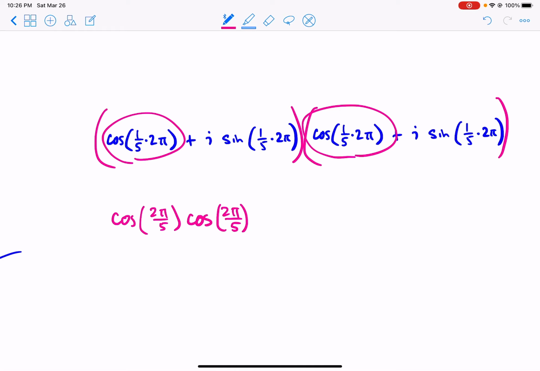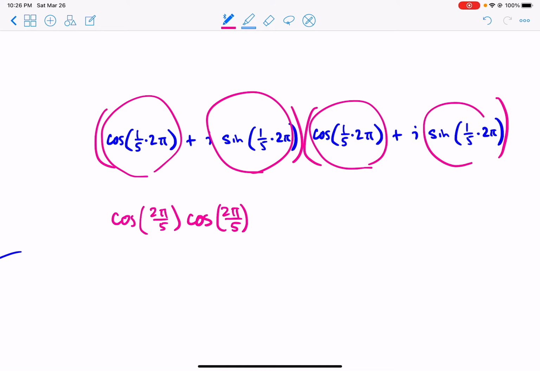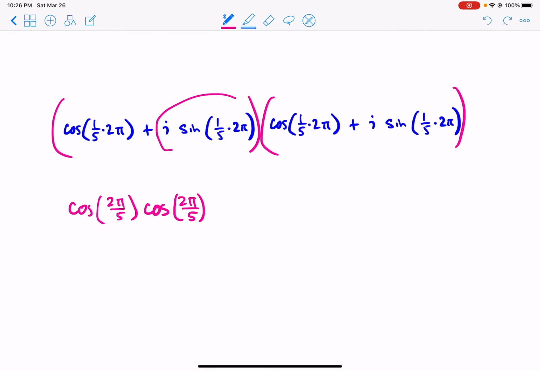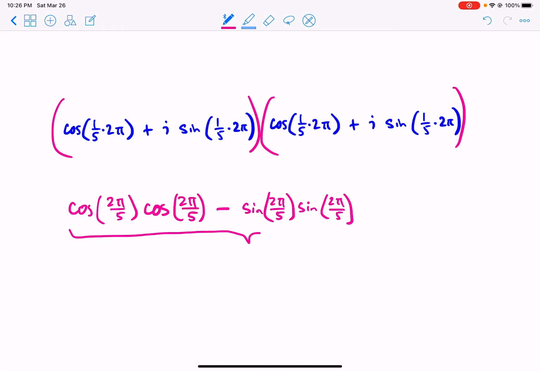Okay, there's 3 other terms. We get 4 terms because I have 2 terms here times 2 terms here. So I'll get 2 times 2 is 4 terms. And actually, I'm going to just group them. You see that the i sine and the i sine will multiply and become minus 1 times sine 2 pi over 5 times sine 2 pi over 5. Okay, so that's the real part of the number that we get.